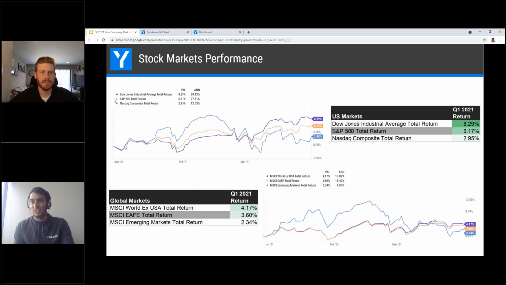So just overall stock market performance, and these slides to start the presentation really just covered the markets in general, what happened in the US markets. Most notably, you could see the Dow Jones, the S&P 500, and the NASDAQ composite here at the top. And then at the bottom, you can see some MSCI international indices to get an idea.